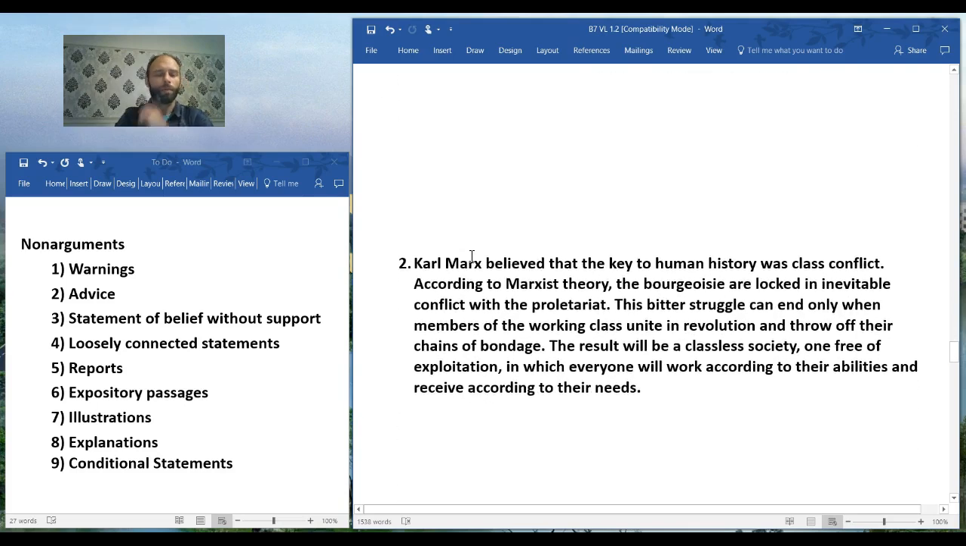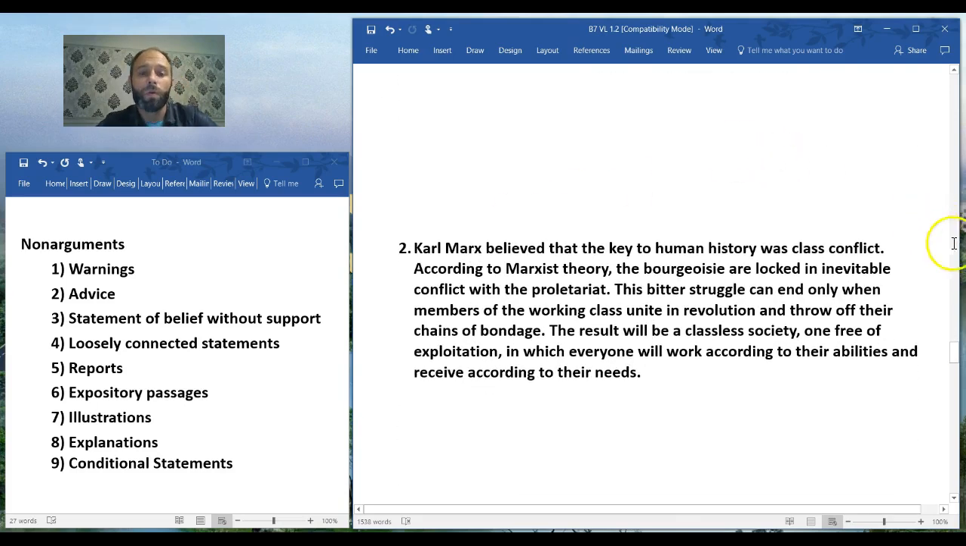Let's look at example number 2. Karl Marx believed that the key to human history was class conflict. According to Marx's theory, the bourgeoisie are locked in inevitable conflict with the proletariat. This bitter struggle can end only when members of the working class unite in revolution and throw off their chains of bondage. The result will be a classless society, one free of exploitation, in which everyone will work according to their abilities and receive according to their needs.